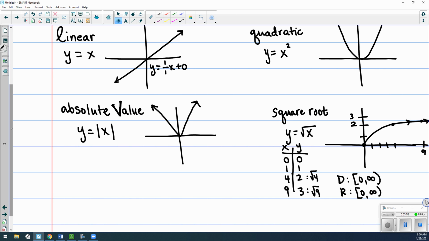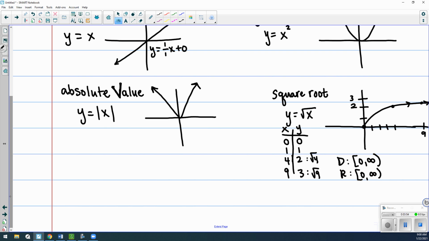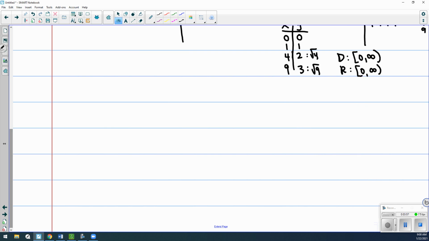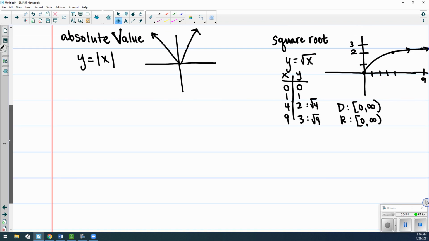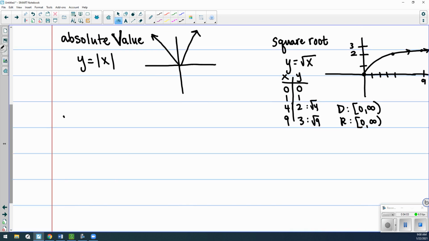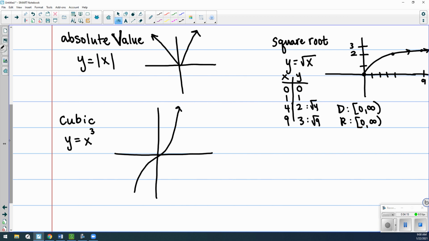The last of the function families that I want to add to this list is the cube family, the cubic family. So maybe I'll scoot this up a little bit. Let's talk about the cubic function. So all of these functions are based on y equals x cubed. These functions do something like this.